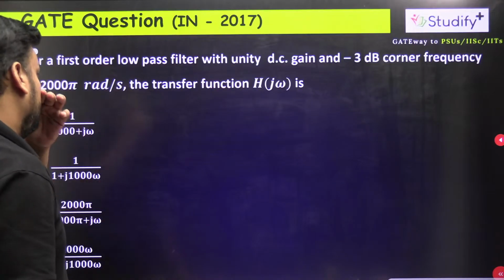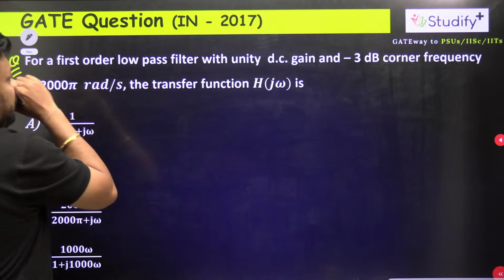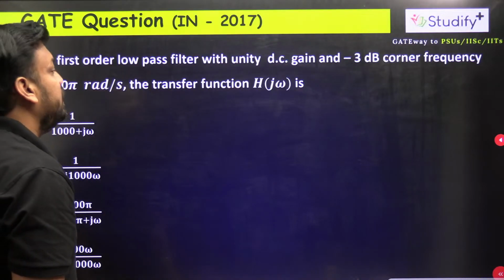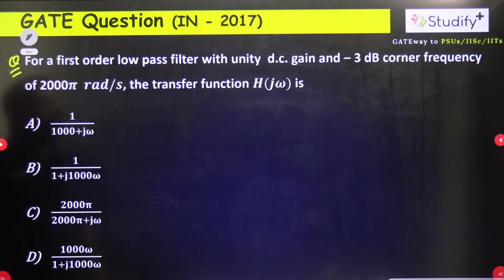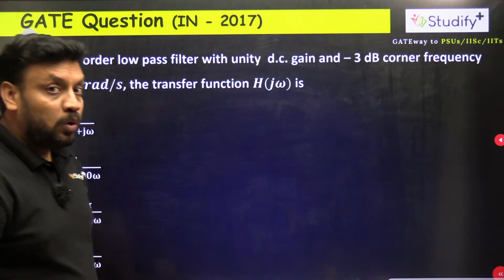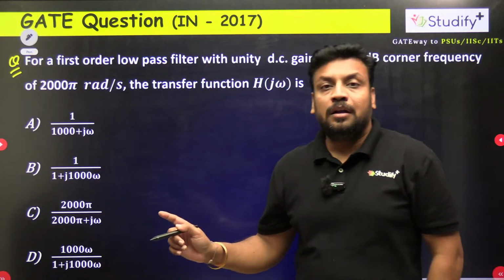Yes, no. So again a beautiful question guys. DDB frequency, the first order low pass filter, DC gain is 1. So students, now two things are given in this question. First thing is DC gain is 1. Out of the 4 options, you need to choose where DC gain is 1.